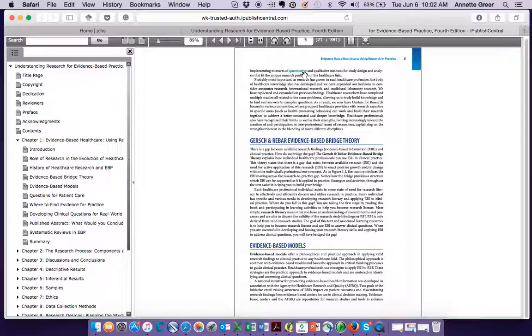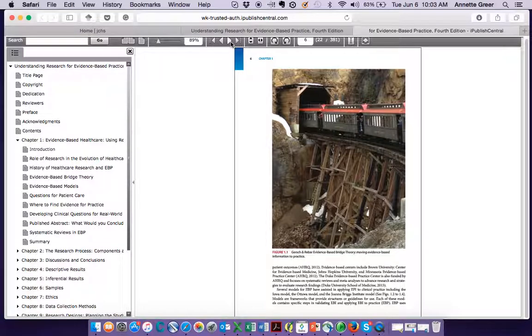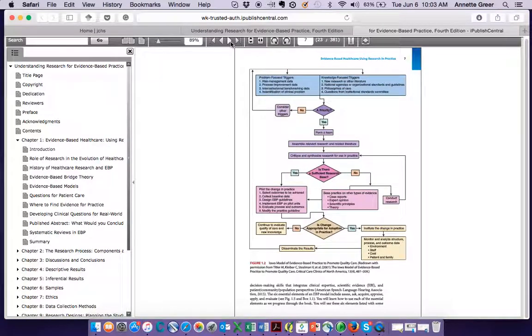The next part talks about evidence-based bridge theory, and that is bridging research to practice. Evidence-based models and what they do. And they show you a bridge to show that it's bridged. You need to really focus on understanding this grid, the Iowa model of evidence-based practice in quality care, and the schematic: how the problem-focused triggers work, how the knowledge-focused triggers work. So study that.